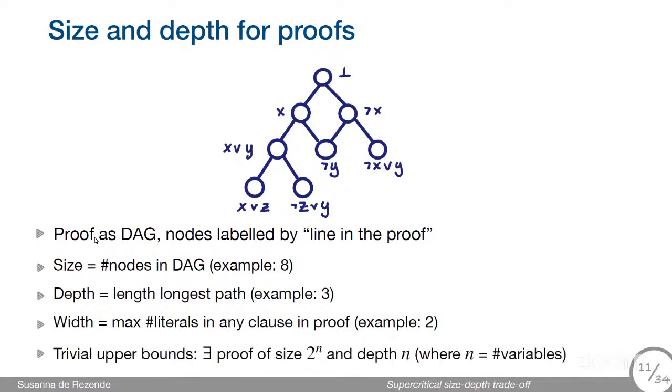Okay, and again, for these proof systems, I'm going to have the same kind of trivial upper bound I had for circuits. There are always these proofs of exponential size and depth n. So this would be just a tree where I just look at every variable and consider whether it's true or false.